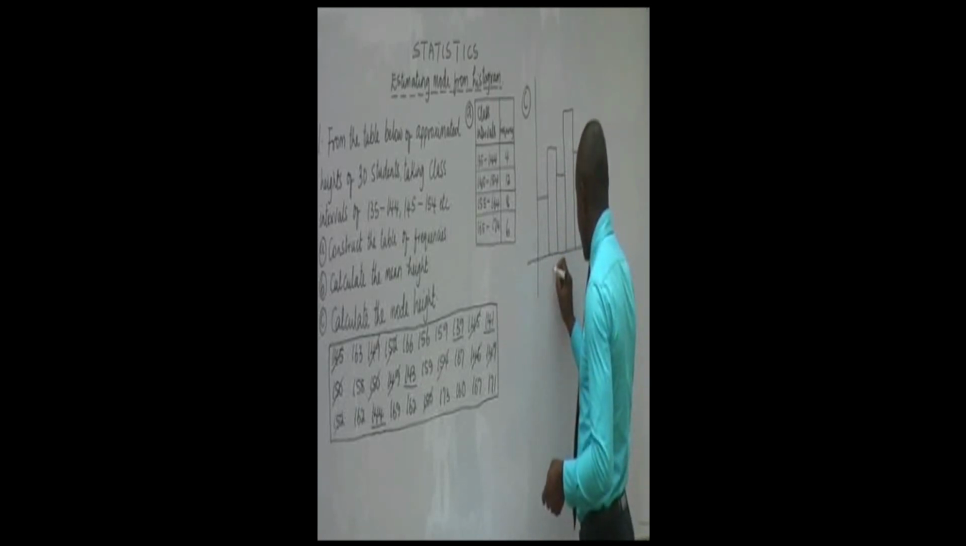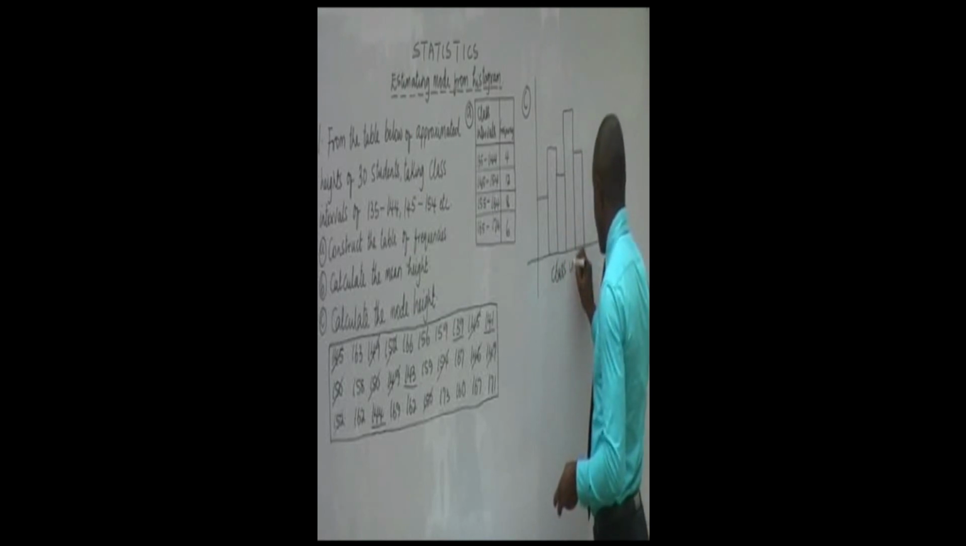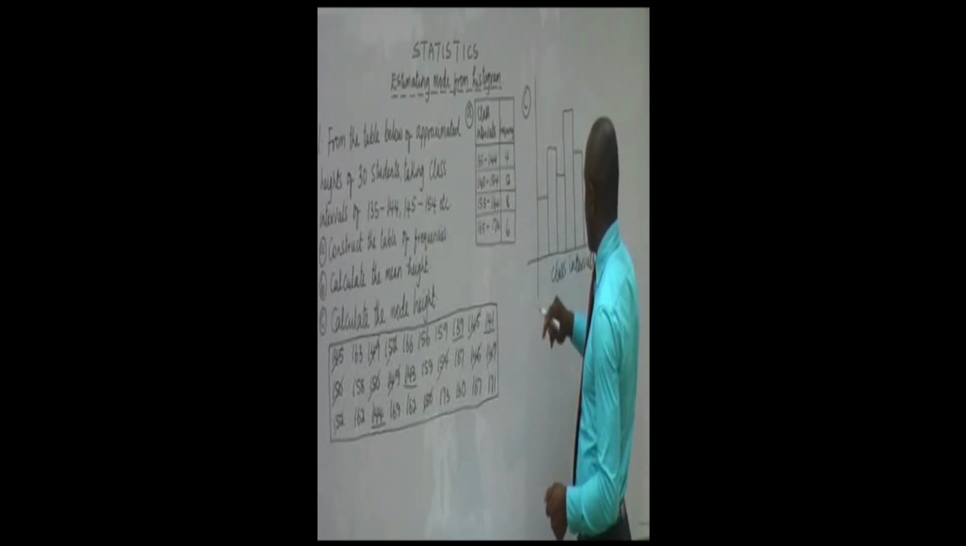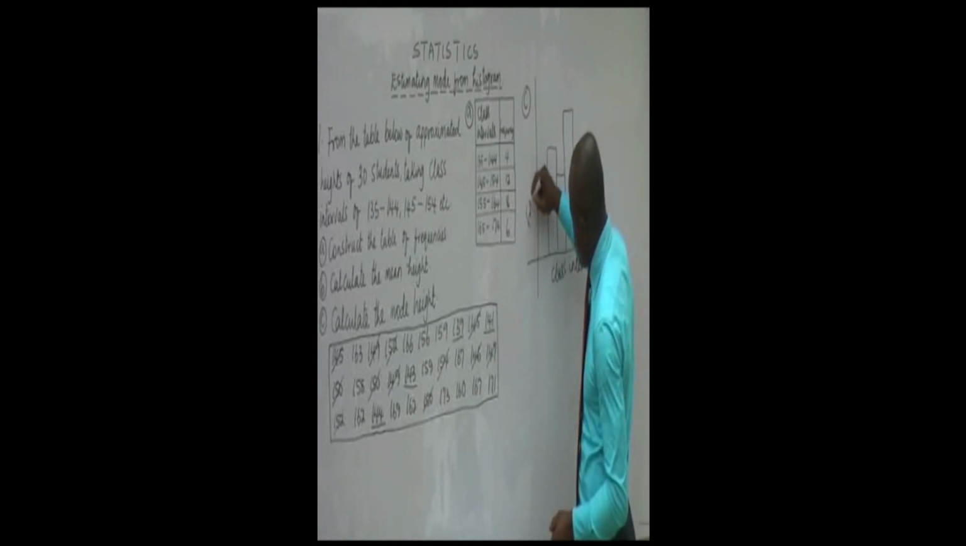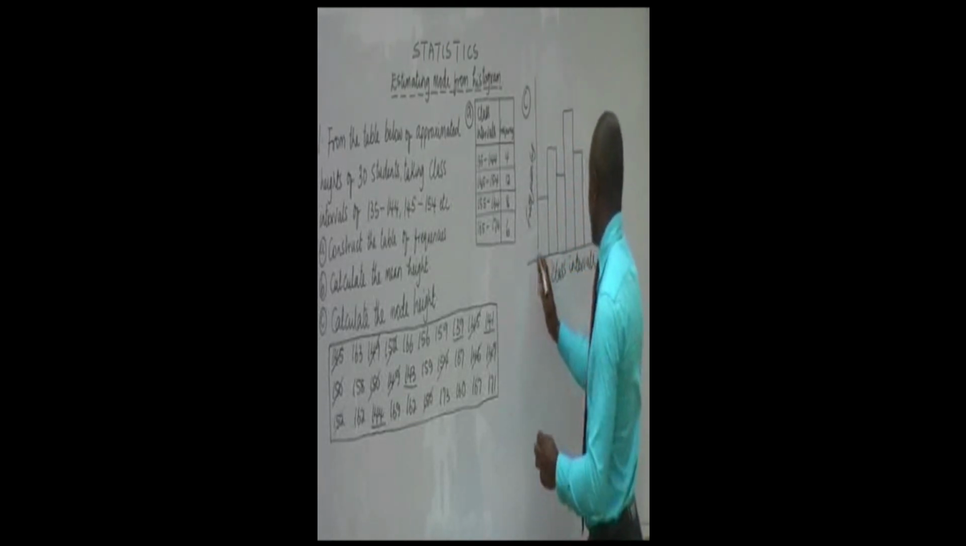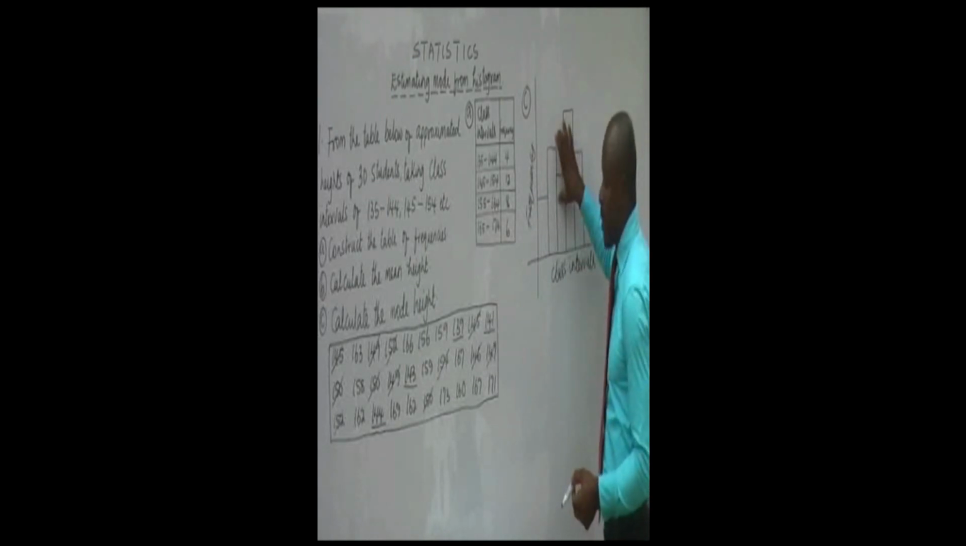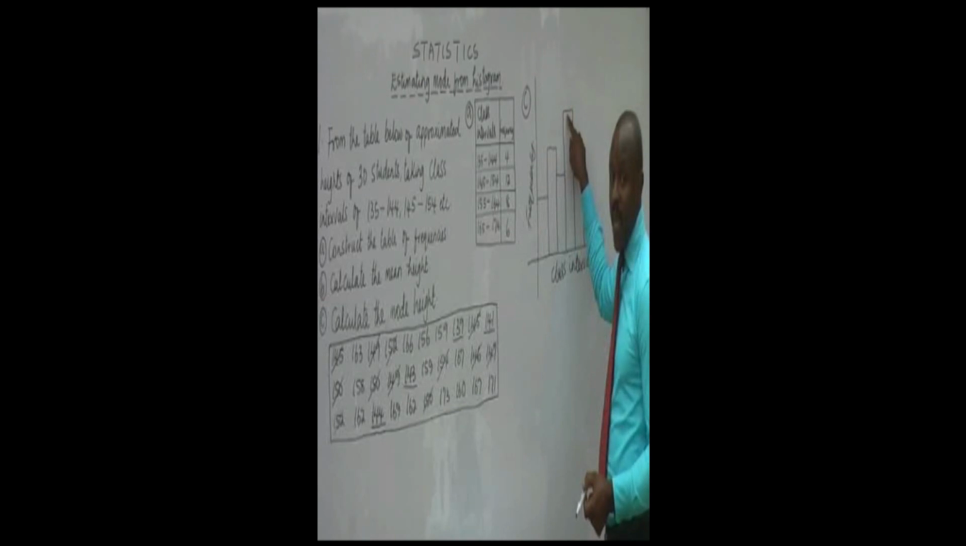Your class intervals are here. These are your class intervals, whereas this is going to be the frequencies. Frequency is on the y-axis, class interval is on the x-axis. Okay, so this is your histogram now. If this is your histogram, you discover that the class that has the highest or the longest bar is the modal class, isn't it? That is the truth.